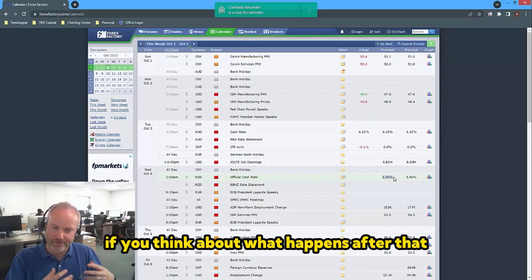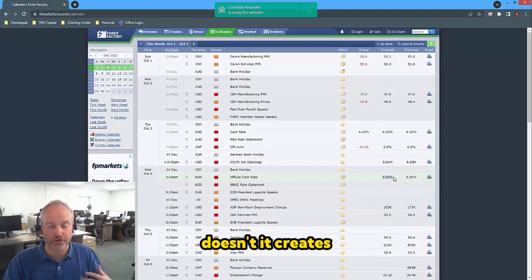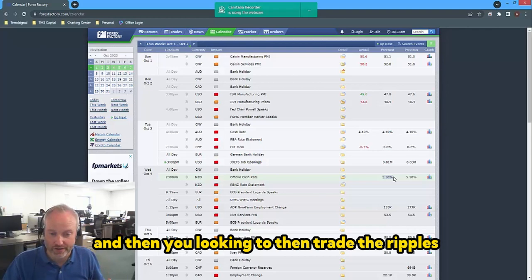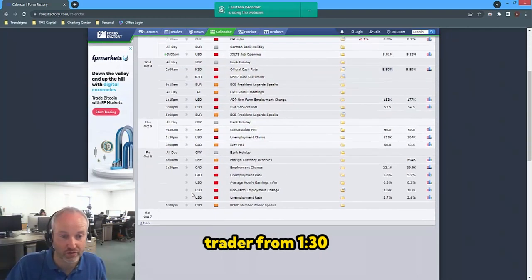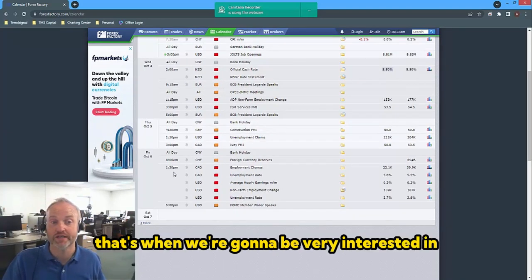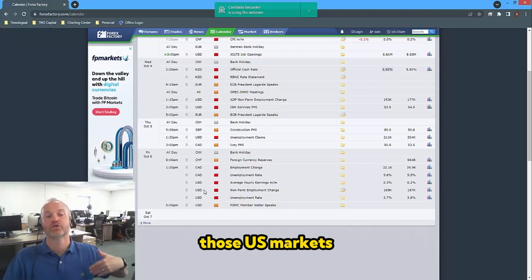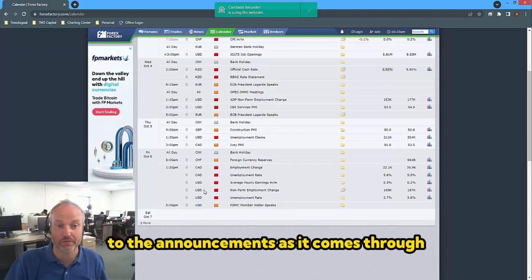However, if you think about what happens after that, the ripples then start to create movement, don't they? It creates opportunity, and then you're looking to trade the ripples. So as an intraday trader, from 1:30, so from 1:32, 1:34, and so on, that's when we're going to be very interested in day trading those US markets, as we trade the increase in volatility or the reaction to the announcements as it comes through.